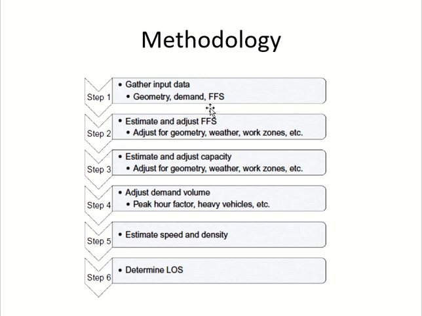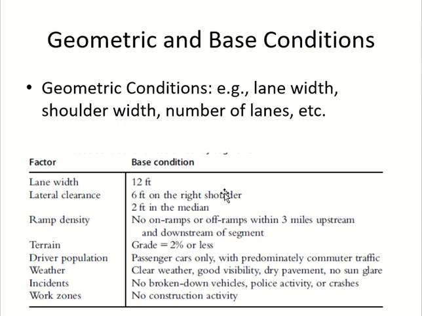So step number 1, you need the data about road geometry, number of lanes, lane width, basically the data about the cross section of the road. Then you need the demand volume and the free flow speed. If you don't have the free flow speed, you did not measure it, then we will discuss how to calculate it as well, and then it may need some adjustments. Then calculate the capacity and adjust the capacity. Then you should have the demand volume from the field or from your prediction, and then you apply the adjustment factors in that as well. And then after these adjustments, you will calculate speed and density, and the density will eventually lead you to level of service.